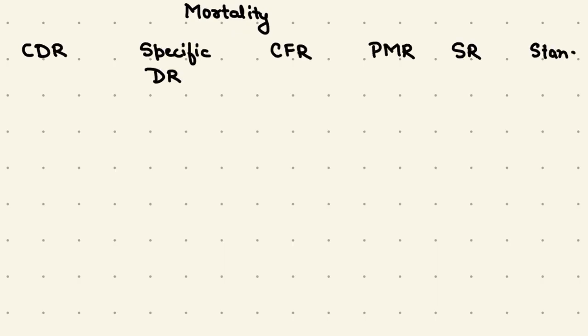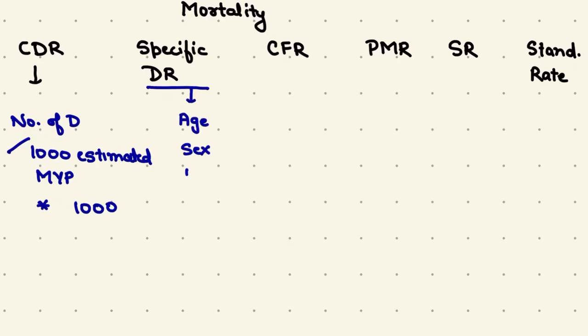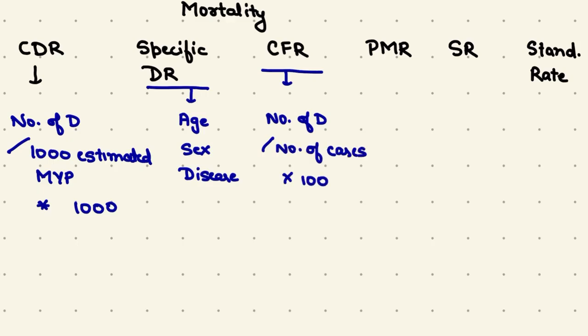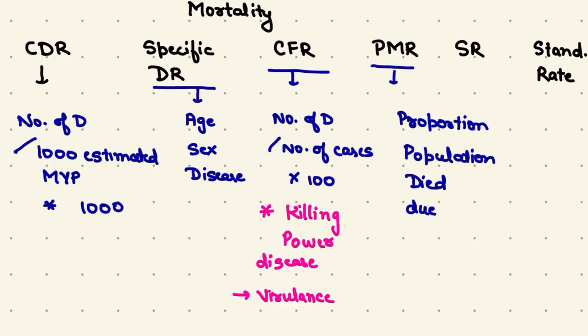Types of mortality indicators are crude death rate, specific death rate, case fatality rate, proportional mortality rate, and standardized rates. Crude death rate is the number of deaths per 1000 mid-year population. इसका multiplier 1000 है. Specific death rate is specific to age, sex and disease. Case fatality rate is number of deaths per number of cases into 100. It tells us about the killing power or virulence of a disease. Proportional mortality rate is the proportion of population died due to a particular disease.